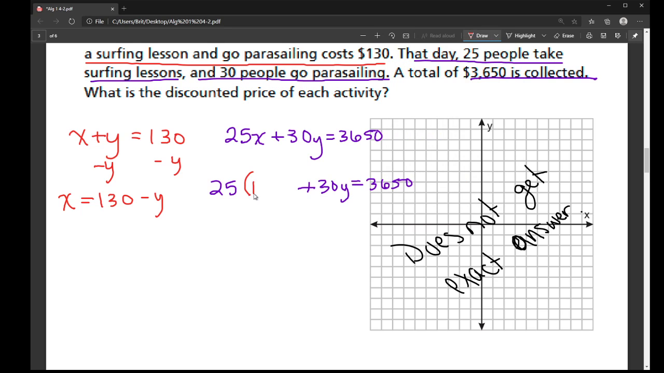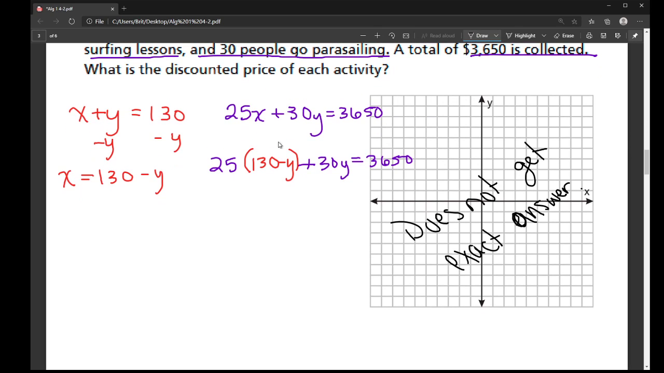Now remember, always use parentheses when you substitute. Now that I've done that, I'm going to distribute. I'm going to take the 25 and multiply it to each term here. So 130 times 25 is 3,250, and then 25 times y is just 25y. Now I'm going to subtract the 3,250 to the other side of the equation.